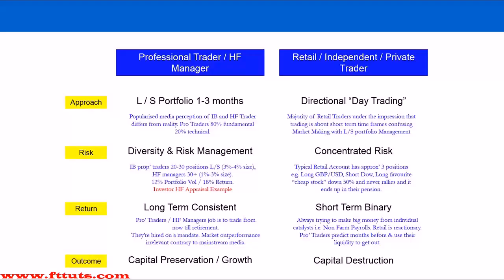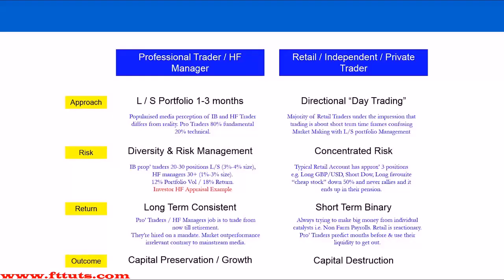So the approach of the professional trader understands all of this stuff and has been schooled in it. And their approach is basically a long-short portfolio approach with a 1 to 3 month time horizon. However, the popularized media perception of what an investment bank professional trader or a hedge fund trader manager does differs from the reality. So everybody thinks that investment bank professional traders and hedge fund managers are trading in and out very quickly all day long and have lots of terminals and do hundreds of trades per day. Well, actually they don't. They do the opposite.